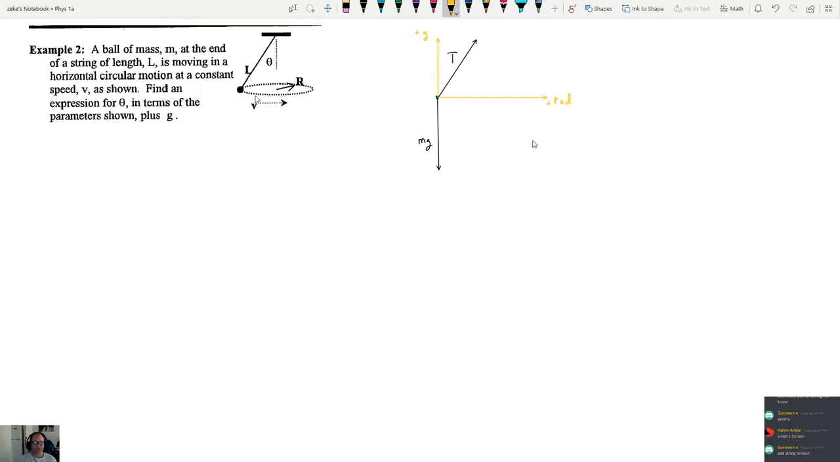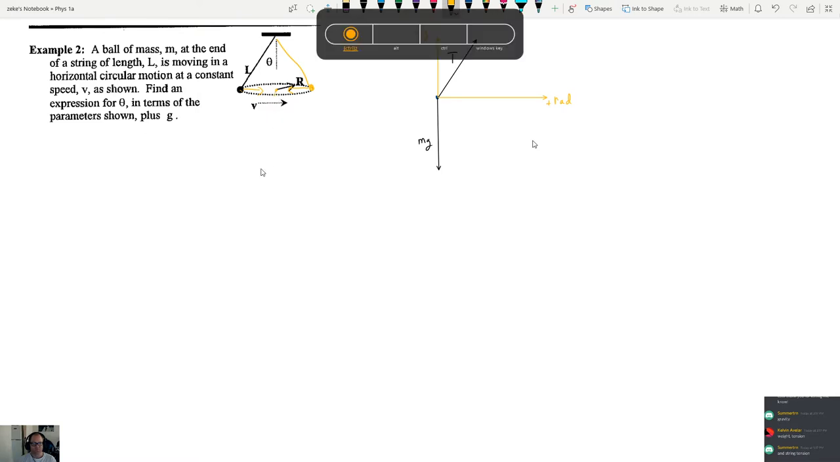And I call it the radial direction because really this object is spinning in a circle. So at some point in time, it's going to be over here, which means that the radial direction is going to point this way. Or when it's here, it's going to point this way. It's just always going to point towards the center. So if the ball was in the front right here, it'd be pointing that way.